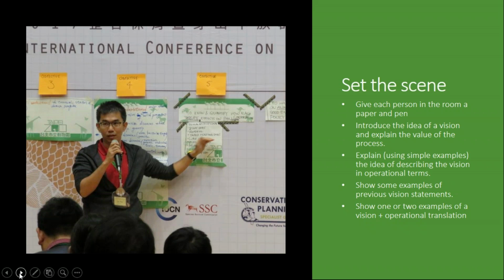by a scene-setting kind of presentation. So you would give each person in the room a paper and pen, introduce the idea of a vision and explain the value of the process. Show some simple examples, and sometimes it's nice to show examples from that particular part of the world or from similar species, but also some very different ones. It's quite good to show some long ones and some short ones so that people can see that there's not necessarily a right and wrong.